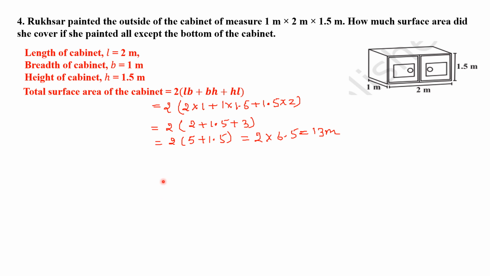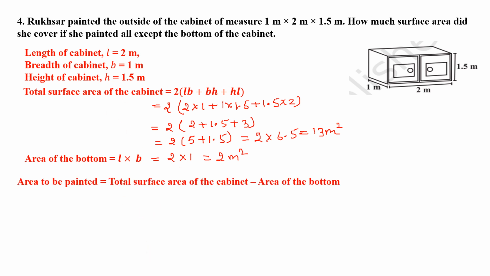Now I'm going to find the area of the bottom. Bottom area will be equal to length multiplied by breadth, right? So if I substitute the values, length is 2, breadth is 1. So it will be 2 meter square. Next I am going to find the area to be painted. For that I will subtract the area of the bottom from the total surface area of the cabinet. Total surface area is 13 meter square and area of the bottom is 2. So 13 minus 2 will give me 11 meter square. So the area to be painted is 11 meter square.